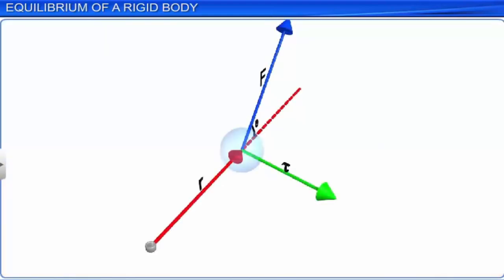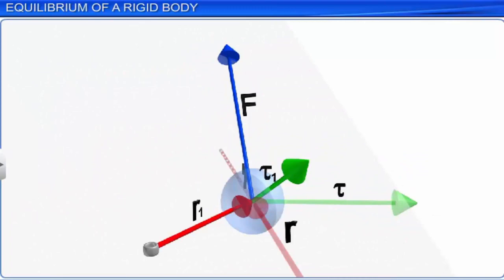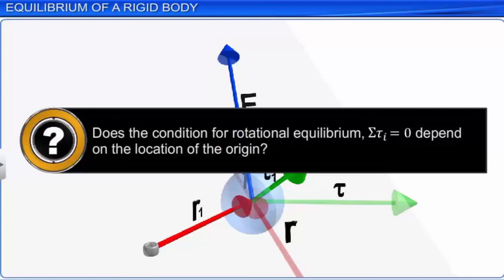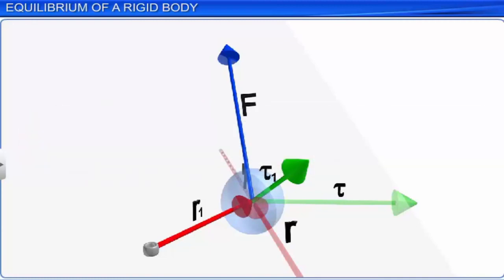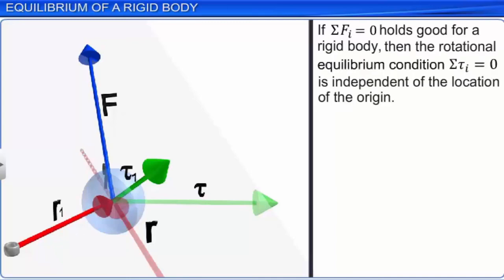We know that the torque acting on a particle depends on the location of the origin. If the origin changes, the torque on the particle also changes. Then what about the condition for rotational equilibrium? Will it also depend on the location of the origin? If the condition for translational equilibrium, sigma Fi equal to 0, holds good for a rigid body, then the condition for rotational equilibrium, sigma tau i equal to 0, is independent of the location of the origin.